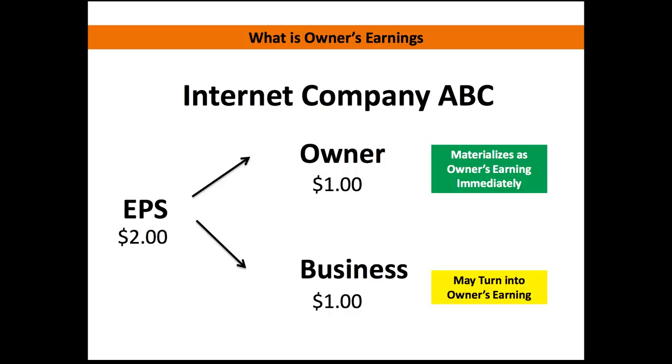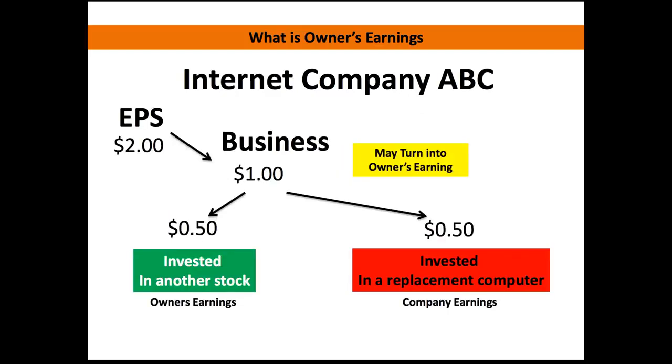Now, whenever we look at the dollar that was invested down in the business, this may or may not turn into owner's earnings. Okay, and that's what we're going to discuss here on this next slide, where we're going to focus on that dollar that's going towards the business. So when we look at this, you can see the EPS of $2. We invest $1 back into the business. Okay. And we're going to look at just two paths that dollar could be invested. It's obviously a whole lot more than this, but in order to make this make sense, we're just going to do two paths.